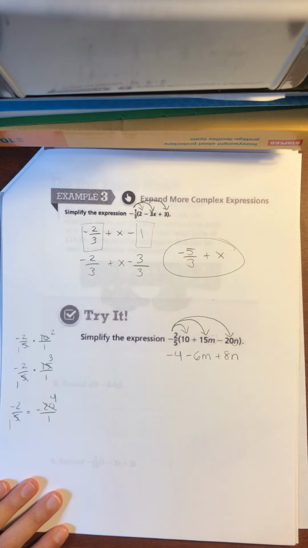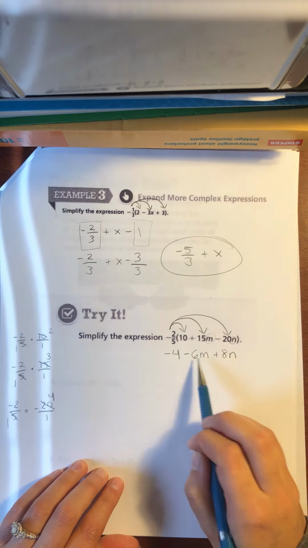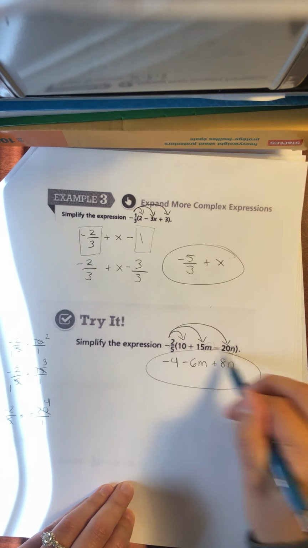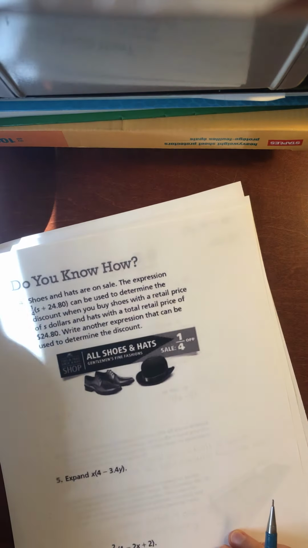And that's it for that. We don't have any like terms. You can't combine m's and n's, okay? So that's it. Next, we're going to do the do you know how questions together.